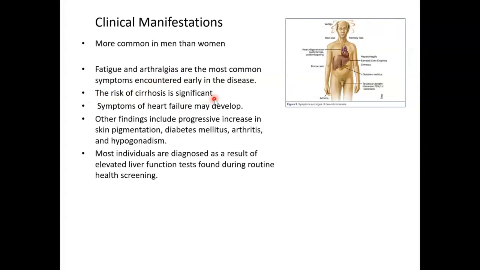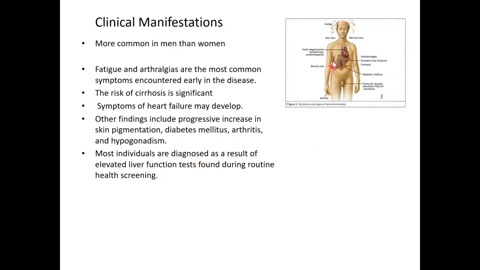The risk of cirrhosis is significant. Okay, so remember, because that's generally where it starts to deposit. And so they may complain of some right upper quadrant pain in their belly, maybe some ascites and some edema. Any of those can indicate liver failure or cirrhosis. Symptoms of heart failure might develop because of all this fluid that's accumulating in the liver, and it's just a fluid accumulation that could lead to somebody with heart failure. Other findings include progressive increase in skin pigmentation because of the iron, diabetes, arthritis, hypogonadism. Most individuals are diagnosed as a result of elevated liver function tests found during routine screening.